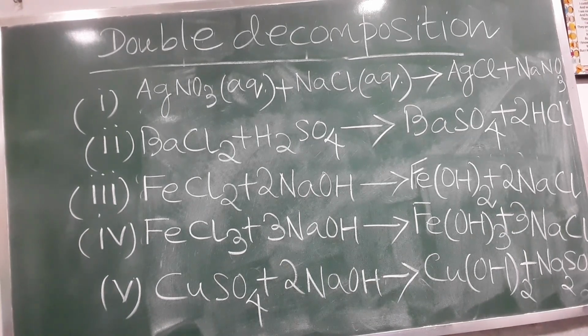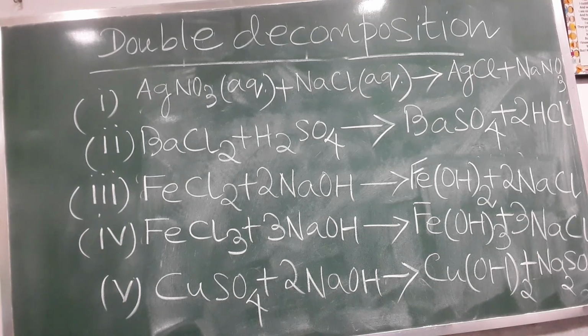In the next reaction, barium chloride solution reacts with dilute sulfuric acid to form a precipitate of barium sulfate and hydrogen chloride. In the third reaction, ferrous chloride solution reacts with sodium hydroxide to form a dirty green precipitate of ferrous hydroxide and NaCl. In the fourth reaction, ferric chloride solution reacts with an aqueous solution of sodium hydroxide to form a reddish brown precipitate of ferric hydroxide and NaCl.